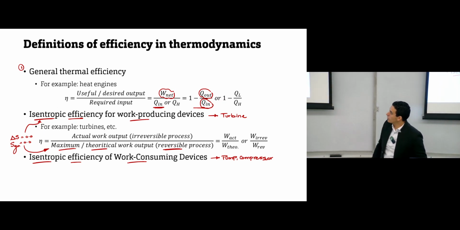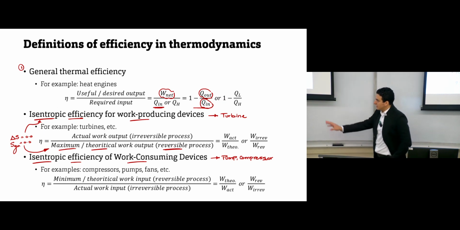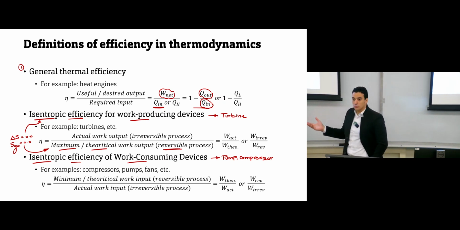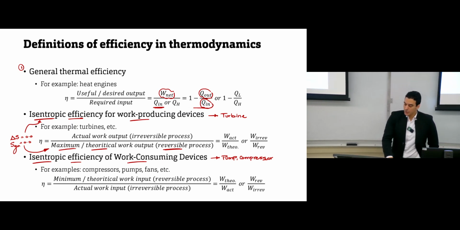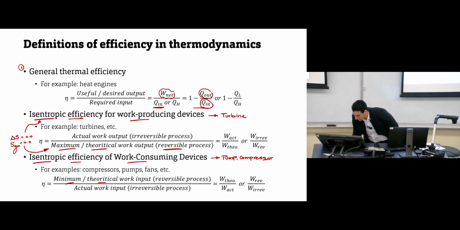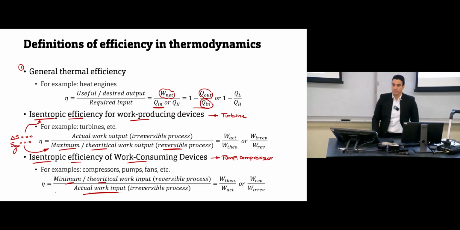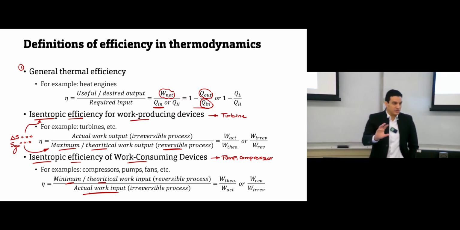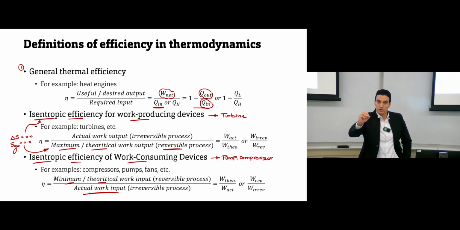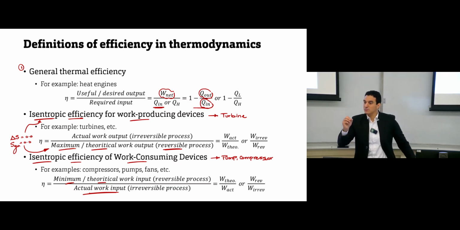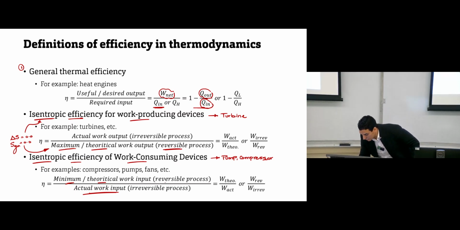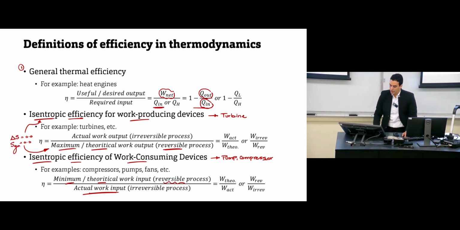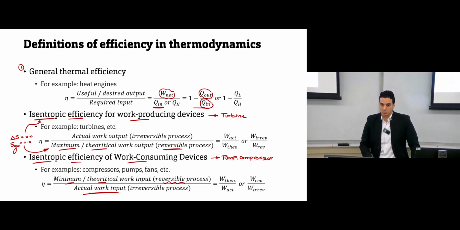Same thing for work-consuming devices. So we said the isentropic efficiency of work-consuming devices, pumps, compressors, fans, is the minimum or theoretical work input divided by the actual work input. The minimum or theoretical work input is the amount of work that you give to this device in order to operate. And this amount of work is minimum if the process is ideal, if the process is reversible. So this is why here we have a reversible process. This gives you the minimum input as well.